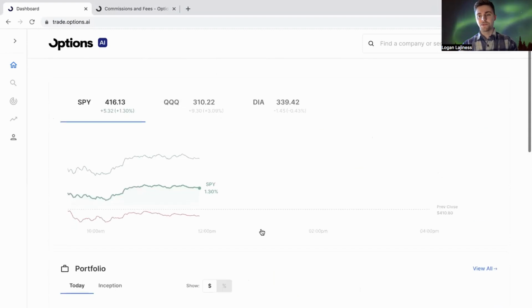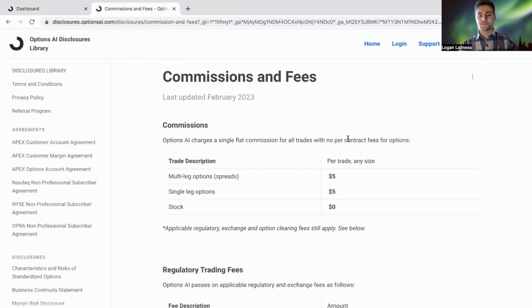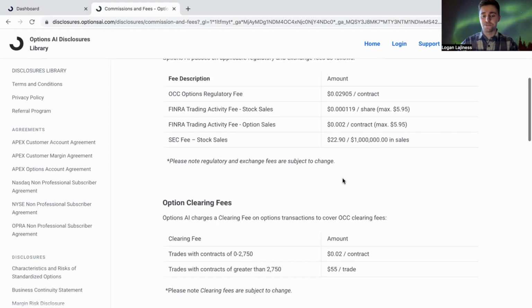The other thing that's really cool, and I think a really good sticking point with this platform, is the commissions and fee structure. You don't have any commissions when you purchase stock. And then no matter any size on your contracts for single leg options, if you are to buy a naked call or put, or multi-leg options, no matter how many contracts you trade, it's just $5. So that can really help you save money if you're on a platform like Tasty or Thinkorswim and you want to trade SPY, but you find yourself always paying a bunch in commissions because maybe you're trading 20 contracts or 30 or 50. And you can go through all their actual fees here, right?